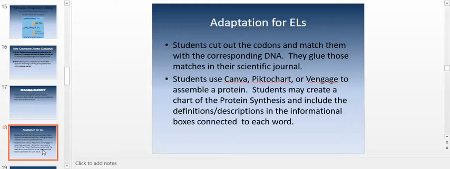And also, I think a great way would be to implement technology in this lesson by using Chromebooks, and students can access Canva, Piktochart, or Venngage software that can help them to follow through and build the protein synthesis process by putting the parts together and explaining the processes in more detail.